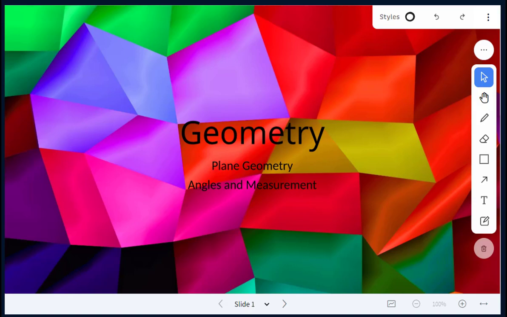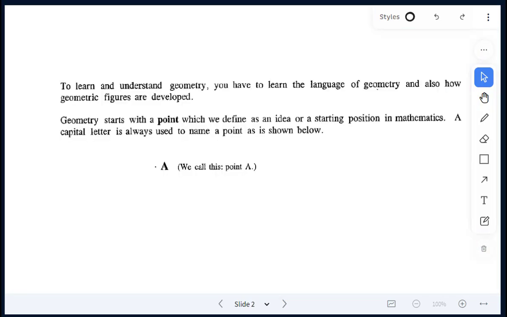Okay, so today's class we are looking at geometry. We're going to start by looking at plane geometry and then we'll get into angles and measurement. So it all starts with a point. A point, or just like a dot like that, that would be a point.